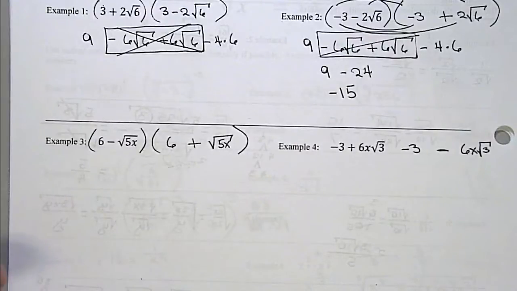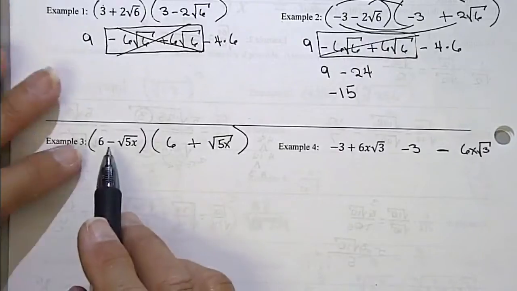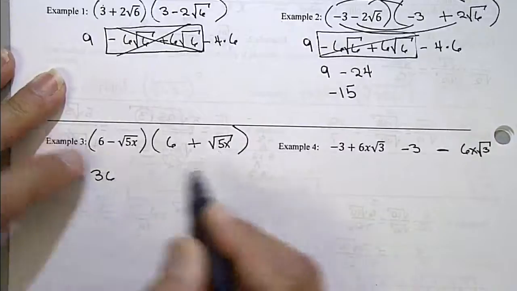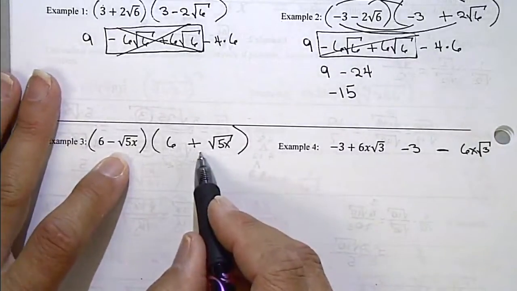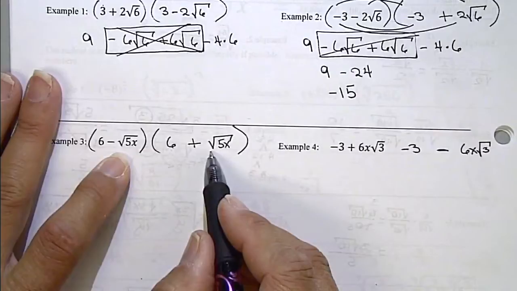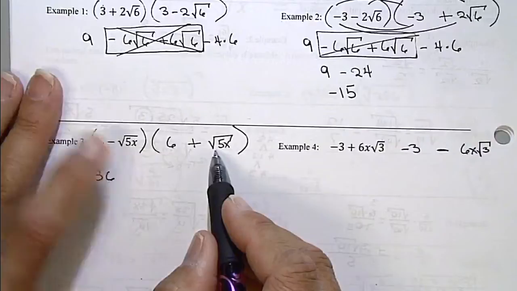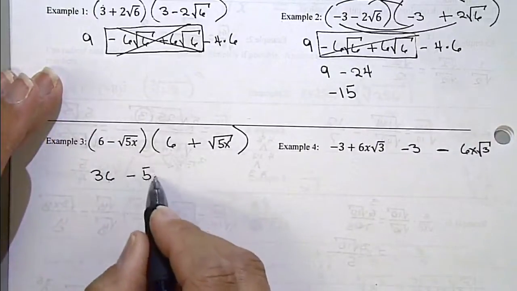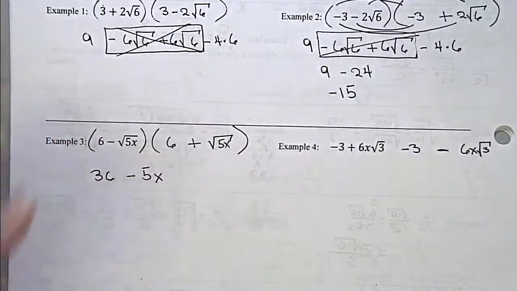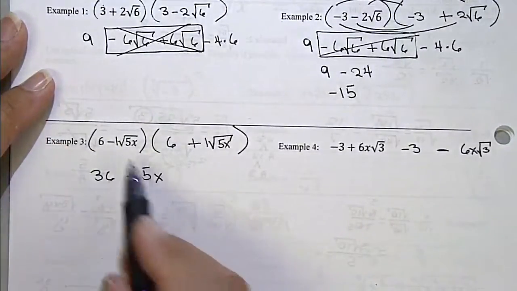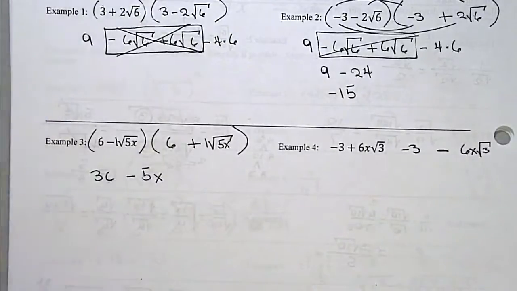Okay, this one's simple, isn't it? So what did you get, somebody? I multiplied 6 times 6, and I get what? 36. And I multiplied last terms, negative square root of 5x times positive square root of 5x, what am I going to get? You see it? This is a negative 1 times a positive 1, isn't it? That's how I got the negative. And square root of 5x times square root of 5x, I got rid of the radical. So really, what have I got? 36 minus 5x.